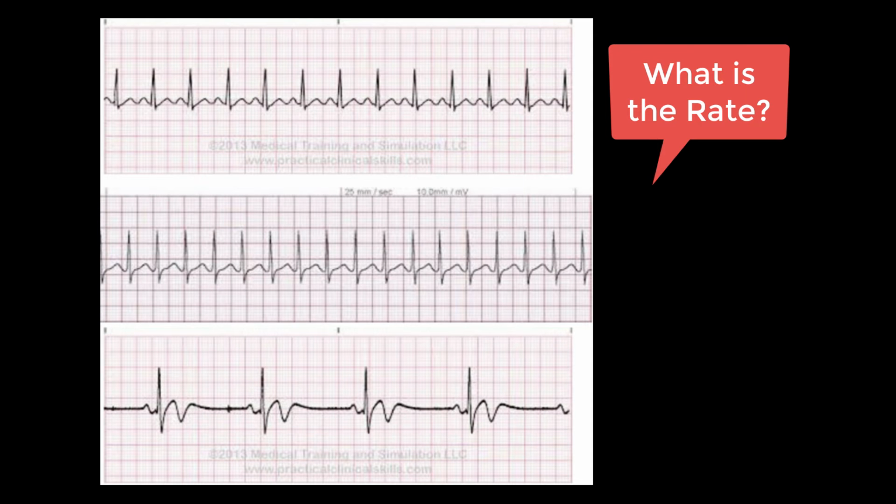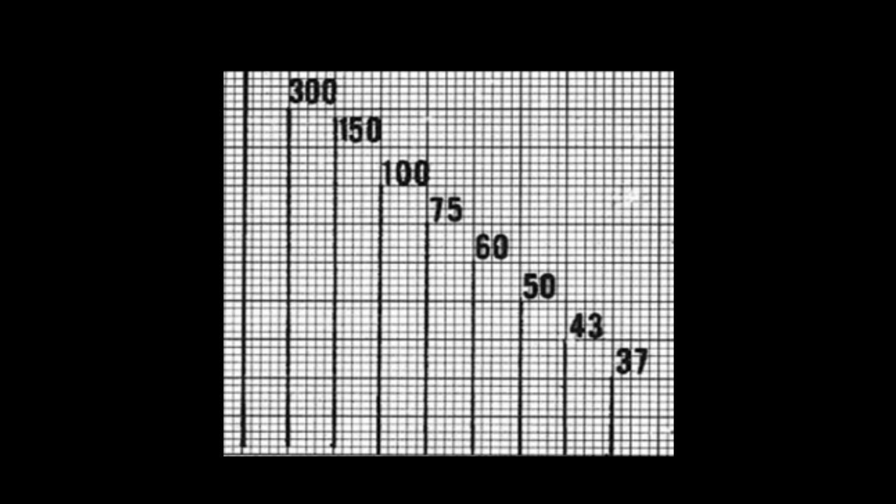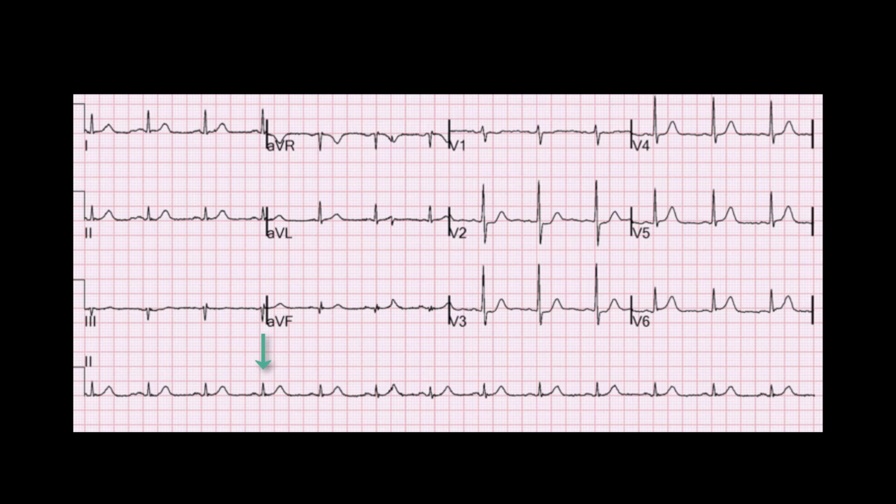You may have learned in school that a quick estimate of identifying rate is to pick out an R wave and count consecutive boxes until the next R wave. The quick estimate is 300, 150, 100, 75, 60, and 50. Alternative methods: you can count the 6-second strip and multiply by 10. You can also count the number of beats on the EKG and multiply by 6. And by beats, I mean count the R wave progression.